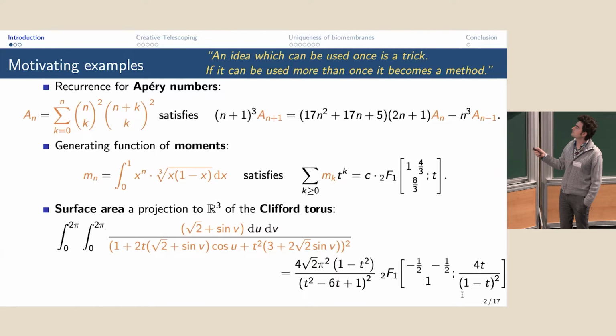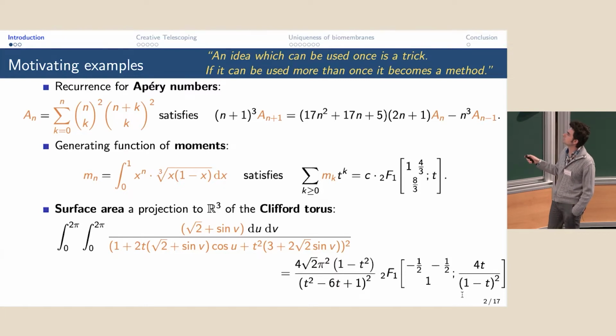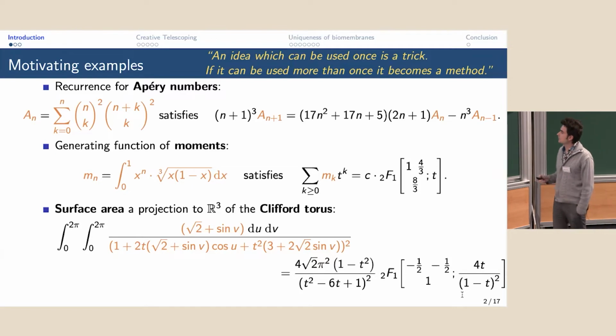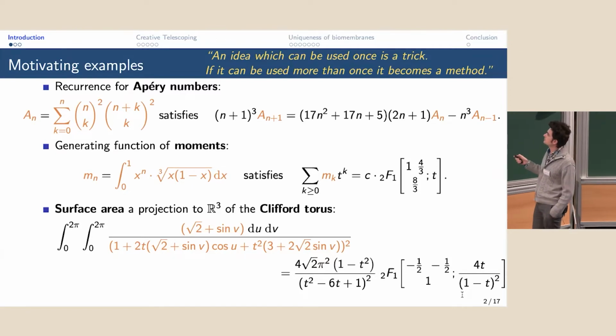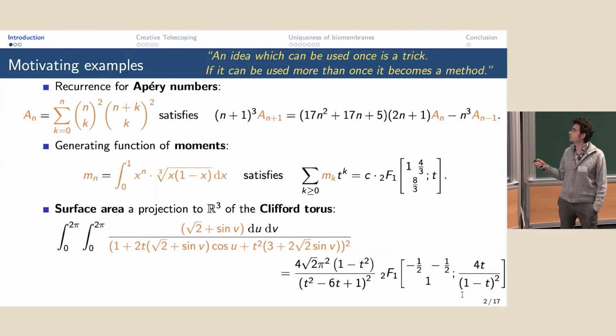In the first case, we have the well-known Apéry numbers, which were used to prove the irrationality of zeta of 3. The key step was to prove that those numbers, a_n, defined like this binomial sum, satisfy this second-order recurrence.